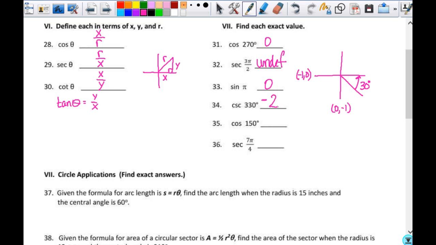All right, so then the cosine of 150. Here I'm at 150, my reference angle is 30. Cosine in quadrant 2 is negative, so I know this is going to be negative. And then the cosine of 30 is square root of 3 over 2.